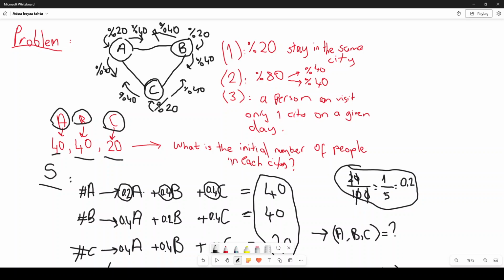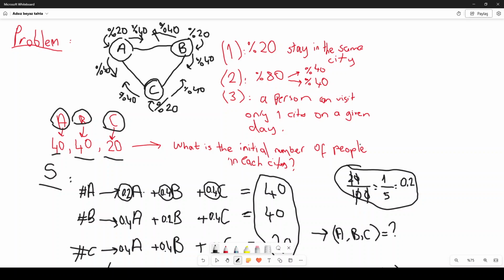If there are, for instance, 100 people in city C, 20%, in other words divided by 5, 20 of them stay in city C, whereas 80 of them go to cities A and B in the same amount. In other words, 40 go to A and 40 go to B. This is another rule. And the third rule is that a person can visit only one city on a given day. In other words, at the end of the day, you cannot have visited more than one city. These are the rules.